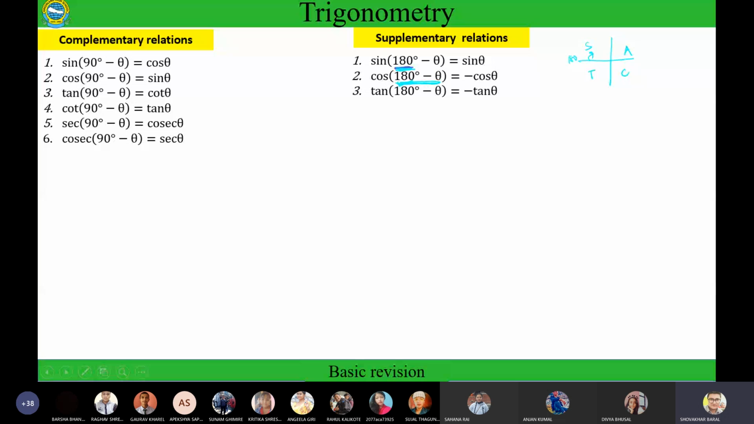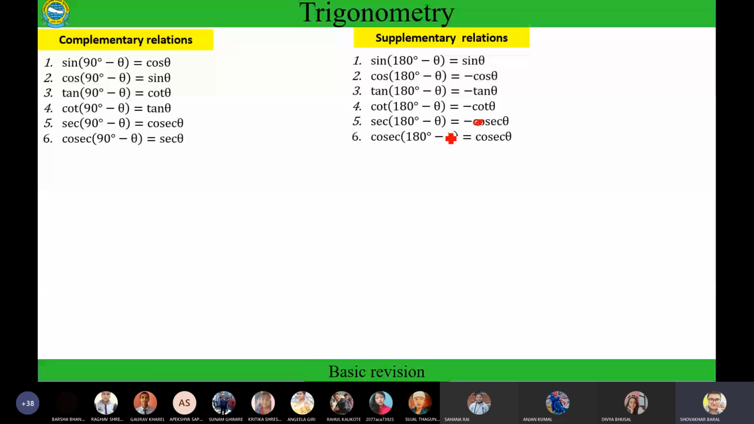Similarly, tan 180 minus theta: 180 comes, the ratio does not change, tan stays tan. Since it is 180 minus theta in the second quadrant, tan will be negative there. Similarly, cot 180 degree minus theta is equal to minus cot theta. Sec 180 minus theta will be minus sec theta, and cosec 180 minus theta will be cosec theta, because 180 minus theta is in the second quadrant. In the second quadrant cosec is positive. The positive and negative part is done. Here it is 180, and at 180 the ratio does not change.